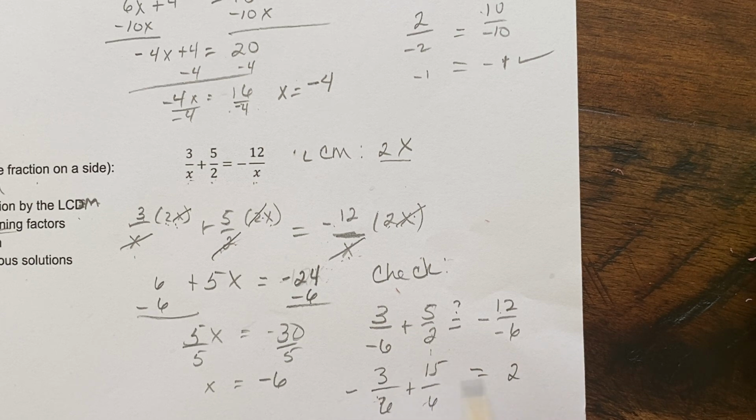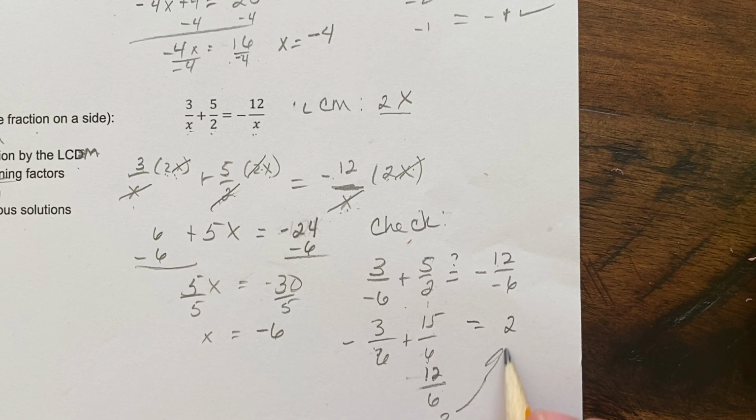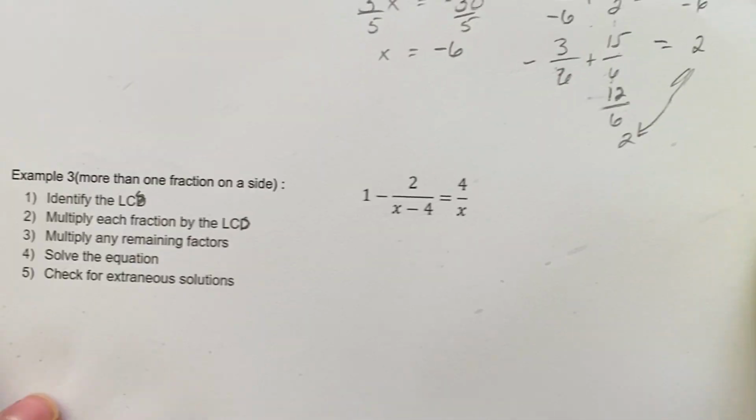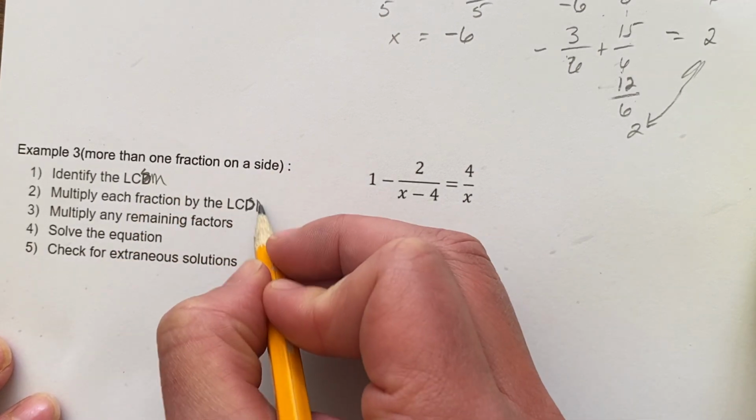So when I add these together, you get negative 12 over 6, which is, nope, sorry about that. You get a positive 12 divided by 6, which is 2. So they do match. We're in good shape. Okay. All right, we're going to do one more of those, and then you're going to try some on your own. Hopefully do okay with those.